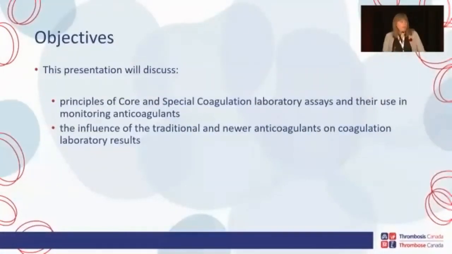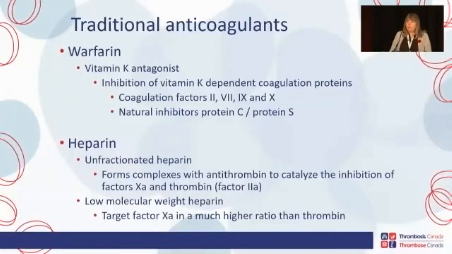Today's talk is going to discuss the principles of core and special coagulation laboratory assays and their use in monitoring anticoagulants, and the influence of the traditional and newer anticoagulants on coagulation laboratory results. As we know, the traditional anticoagulants of warfarin and heparin have been around for quite a while. Warfarin is a vitamin K antagonist and inhibits the action of the vitamin K dependent coagulation proteins that include the factors 2, 7, 9, and 10, as well as our natural inhibitors, protein C and protein S.